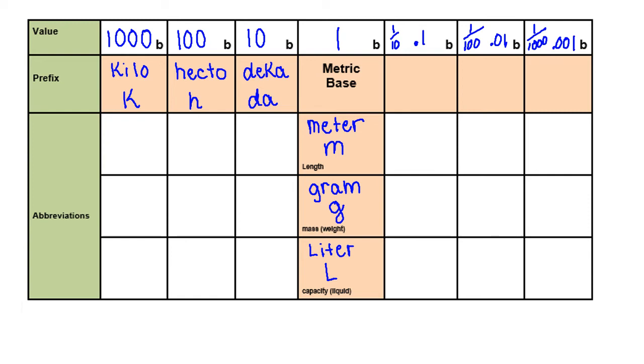And they have prefixes also. The first one is deci, which is just D. Centi, think cents, which is a C. And then we have that silly little milli, which is an M.